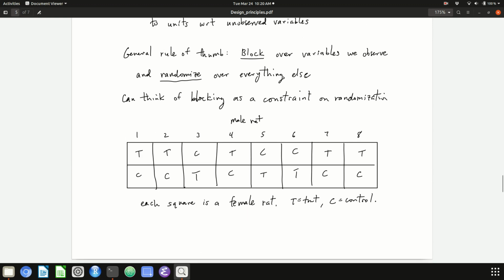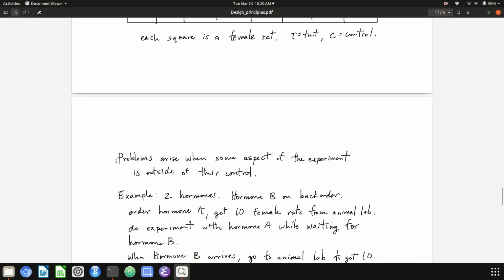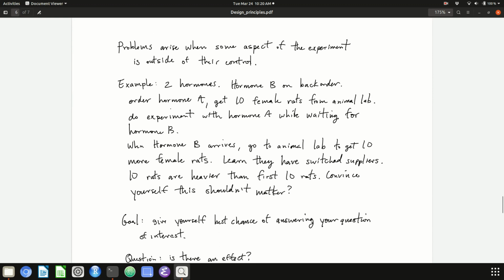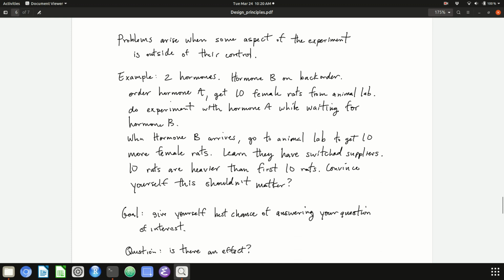And we'll be looking at a lot of diagrams like this. These kinds of diagrams are useful for visualizing what the experimental design is. All right, so like I said, when researchers have control over the experiment, they often make good decisions. But I think problems tend to arise when some aspect of the experiment is outside of the researcher's control. So these are the things you have to really be careful about.